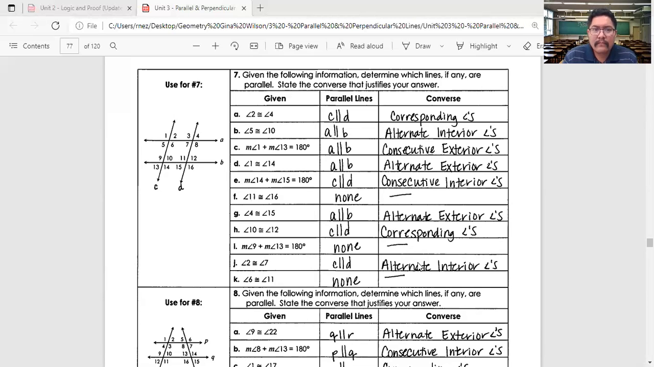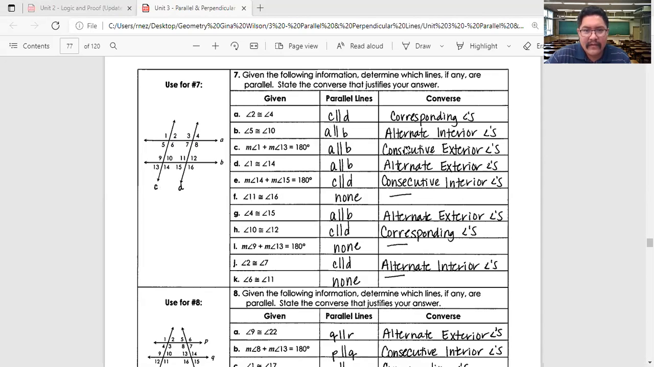Okay, so they have us a given, and for instance here, we have 2 and 4. Okay, 2 and 4 are the same, and that means that the parallel lines that it does prove are C and D are parallel, because A is now the transversal. And since 2 and 4 are corresponding angles on each of their own lines, then that's why we put corresponding angles here. So that's how that's going to be done.